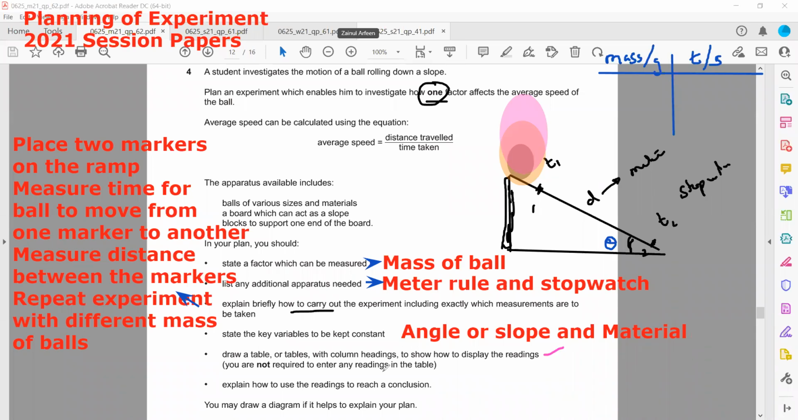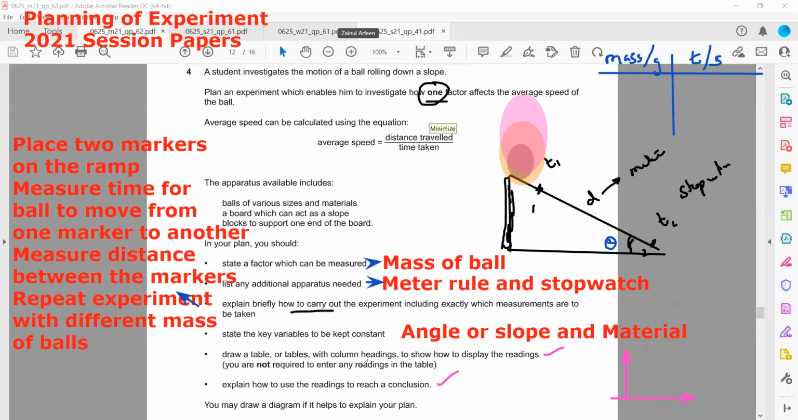Then explain how to use the readings to reach a conclusion. How will we know which one has a higher average speed or which one has a lower average speed? So there are two ways to do this. We can sketch a graph between distance and time. Distance on the y-axis. Yes, you can also say height.